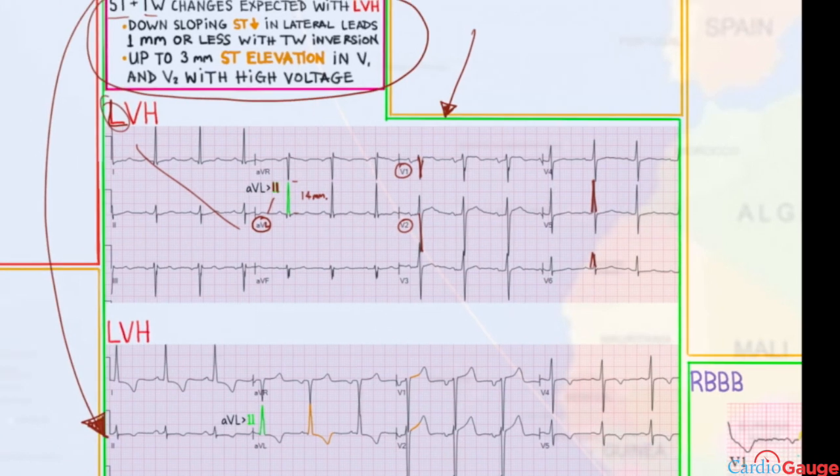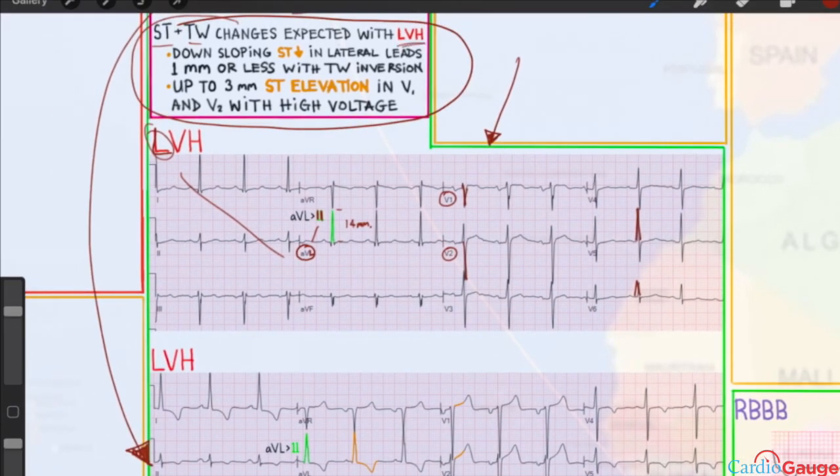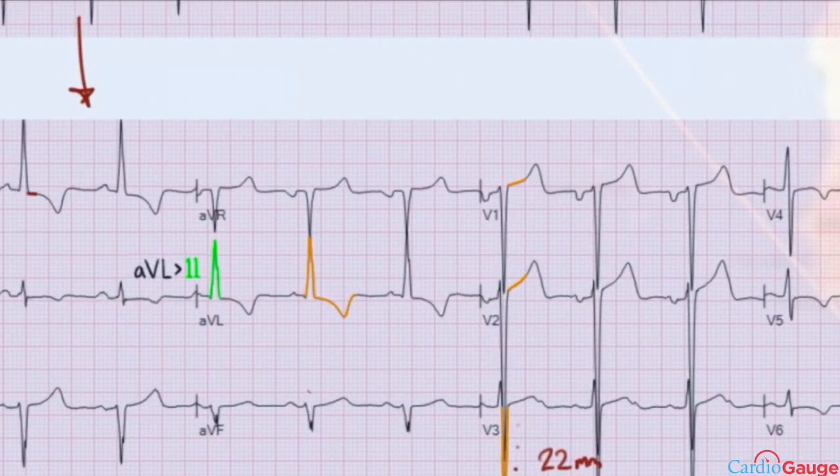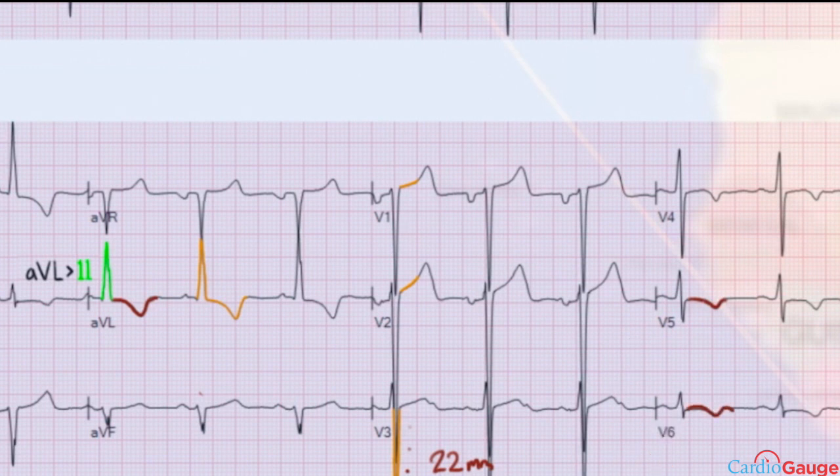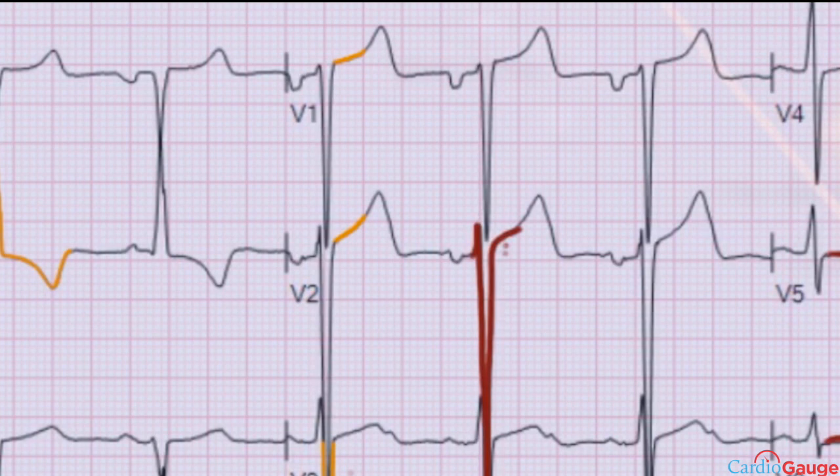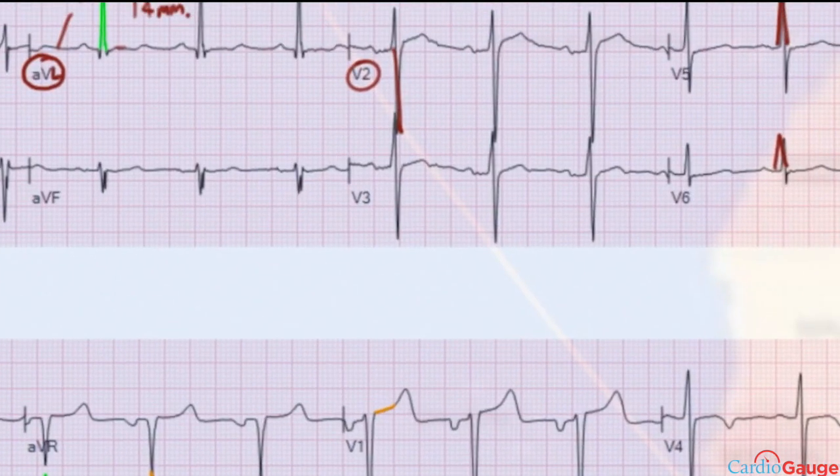There are ST and T wave changes expected with LVH. So we expect to see a downsloping ST depression in the lateral leads of 1 millimeter or less, and then with associated T wave inversions. So we're looking at the lateral leads down here. There's a downsloping ST segment and then a T wave inversion. And you can see that in all the lateral leads. And then also, there's up to 3 millimeters of ST elevation in leads V1 and V2, typically with high voltage. So, for example, here in V2, there's a really big S wave, and then there's ST elevation here, 3 millimeters or so. So that's expected with LVH.